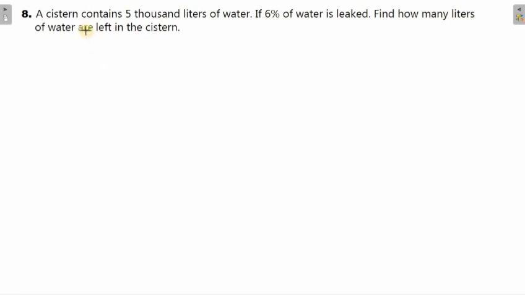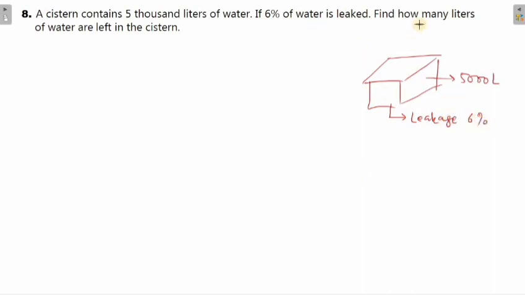Let's take another question. So the question says a cistern contains 5,000 liters of water. So there's a tank or cistern, whatever you want to call it, and in this tank there are 5,000 liters of water. Now if 6% of water is leaked, so there's a leakage also. Leakage is given to be 6%. Now the question is asking you to find how many liters of water are left in the cistern.